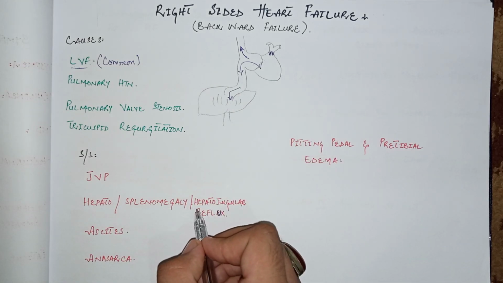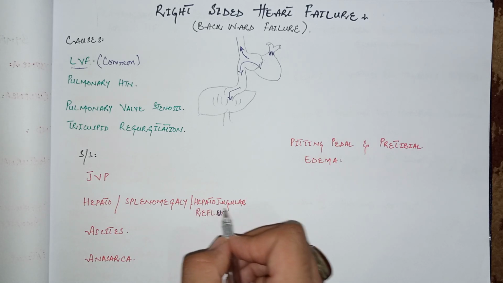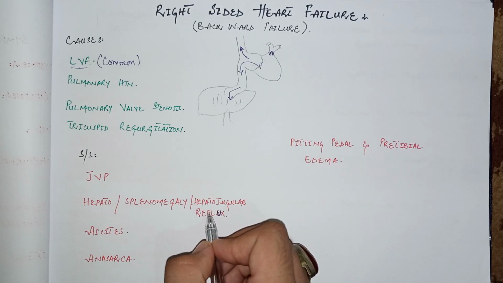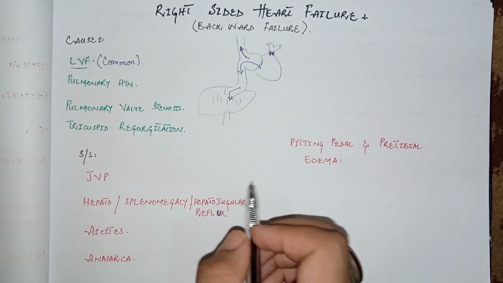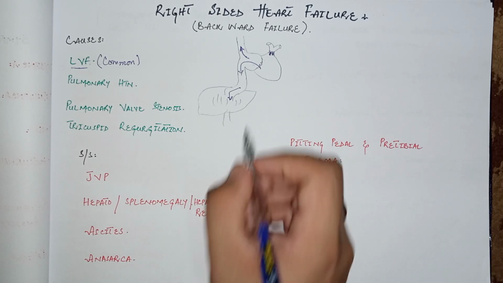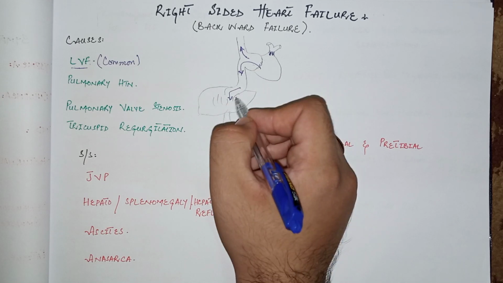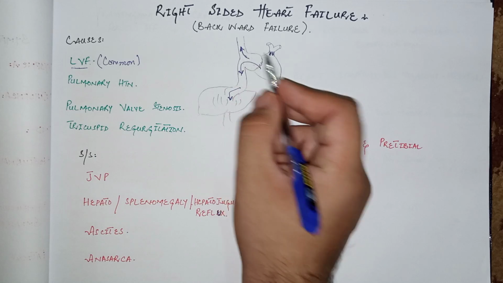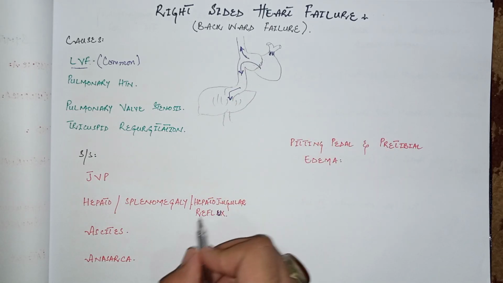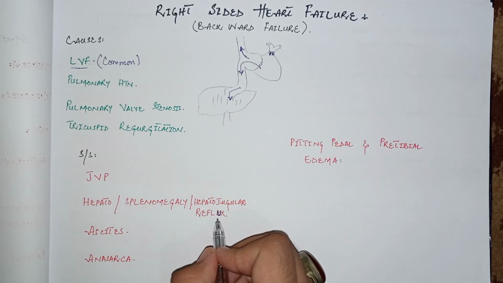And doctors also sometimes check the hepatojugular reflux. This hepatojugular reflux can be checked by pressing over the right upper quadrant. When the doctor presses over the right upper quadrant, the pooling of blood in the portal system then moves towards the superior vena cava, and there is more distension of the jugular vein. So this is hepatojugular reflux.